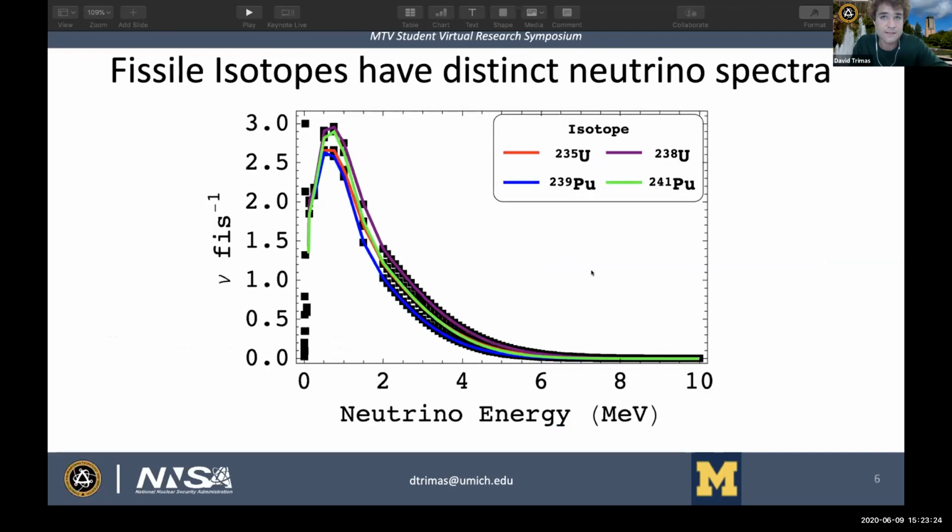Moving on, the next thing I want to talk about is how fissile isotopes each have a distinct neutrino spectrum. This is important because once you detect a recoil spectrum, you want to know where that recoil spectrum came from, and you can tell what sort of source it was based off of what the spectrum looks like. So here I plotted the 4 most important isotopes in a reactor for antineutrino signals. You can see, especially at higher energies, that they have a distinct spectrum. And even at the peak near 1 MeV, they have different amounts of neutrinos emitted per fission. So this is very important for figuring out what's actually in the reactor at a certain time.